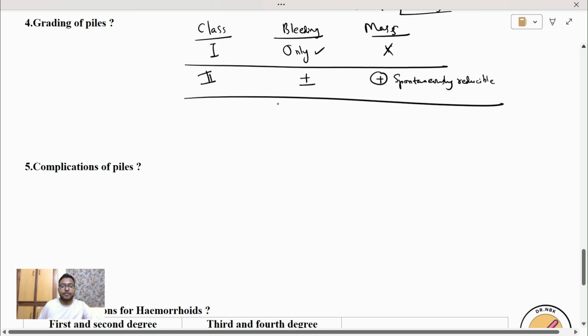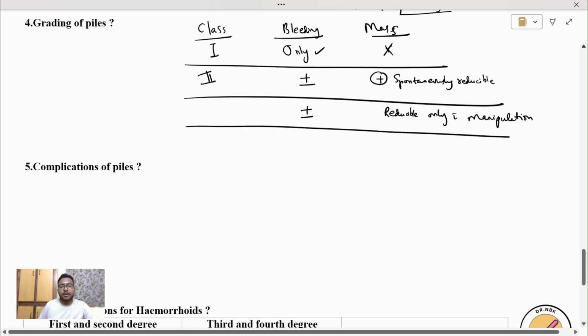Next, the patient may or may not have bleeding. There is mass per rectum which is present and it is reducible only with manipulation, like digitally, the patient has to push it inside. So this is class 3 or grade 3.